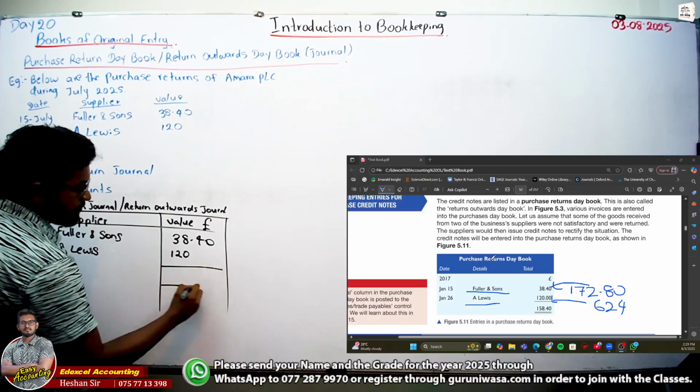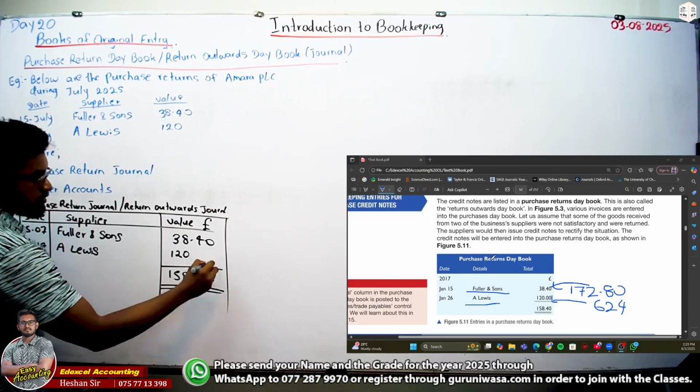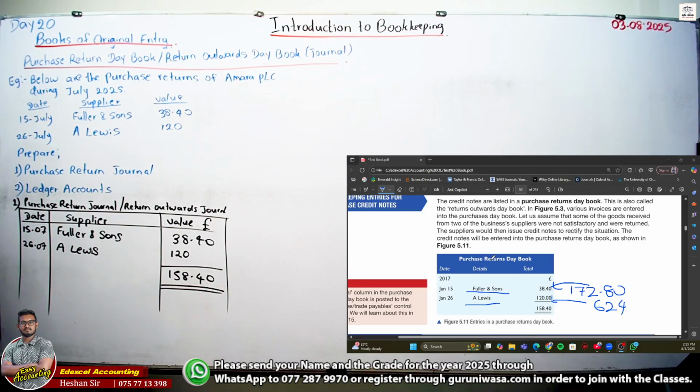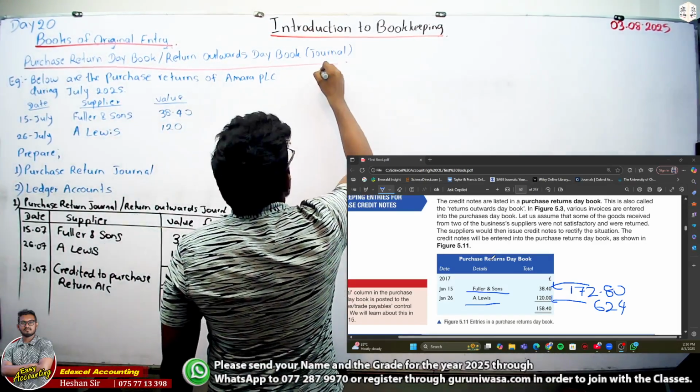When it comes to the total, you can see it's 158.47. Better you write it. So 31st of July, credited to purchase return account. In number two, it asks about ledger accounts.